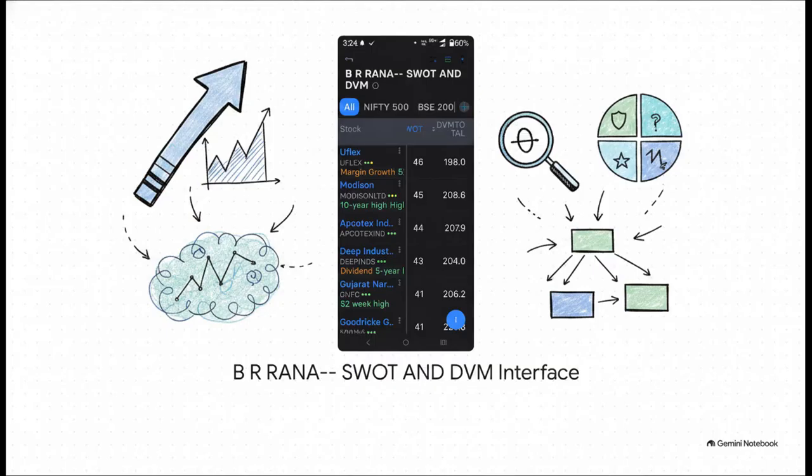Enter our weapon of choice for today, the BRNA SWOT and DVM dashboard. Now sure, it might look a little dense at first glance, but it's actually an incredibly organized view of actionable market data. Custom built to take that chaotic market noise we were just talking about, it translates all of it into a highly structured, immediate view of potential targets.